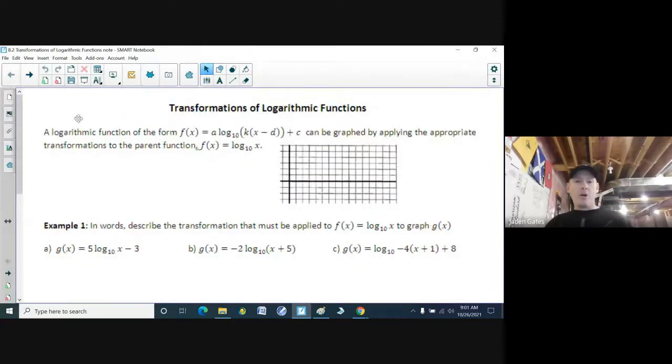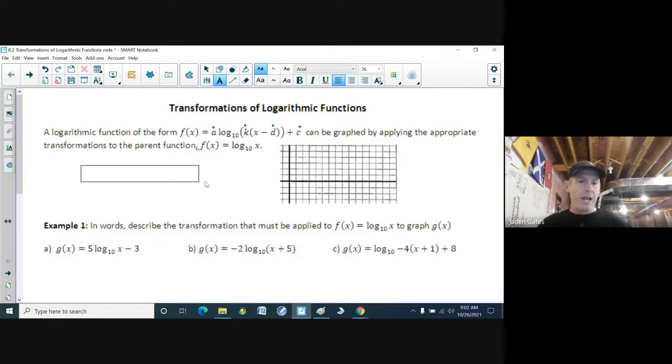All right, so next up, we're into transformations of logarithmic functions. A bunch of our old values that we had before are coming back. What I mean by that is we can have a logarithmic function in the form f of x equals a log base 10, or any base really, of k times (x minus d), plus c, which can be graphed by applying those appropriate transformations. So there's our k value and our d value. And again, our parent function here is f of x equals log base 10 of x.